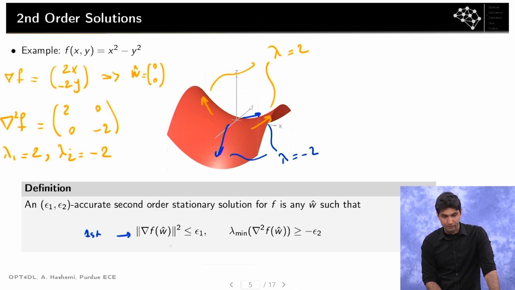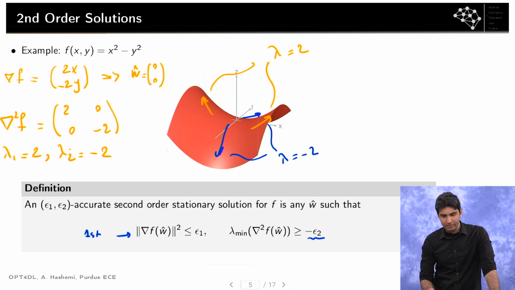It satisfies the first one because the gradient is exactly 0. But when I look at the eigenvalues, the minimum eigenvalue is minus 2. So minus 2 is not a small number. There are many epsilon 2s for which minus 2 is actually more negative. So this point won't be a second order stationary point.